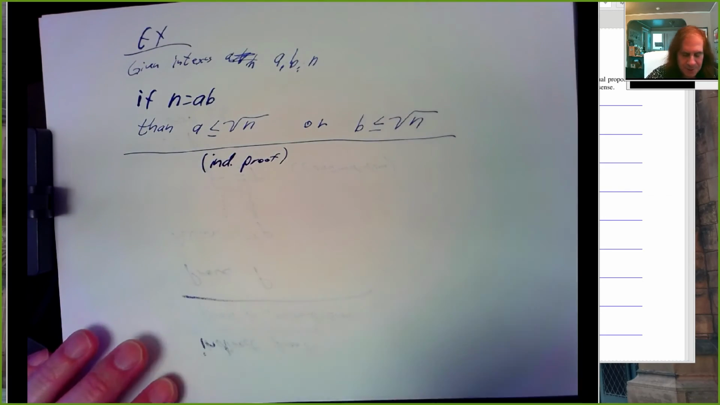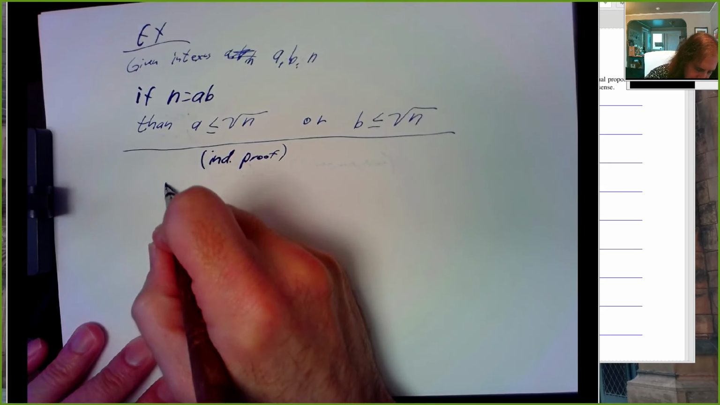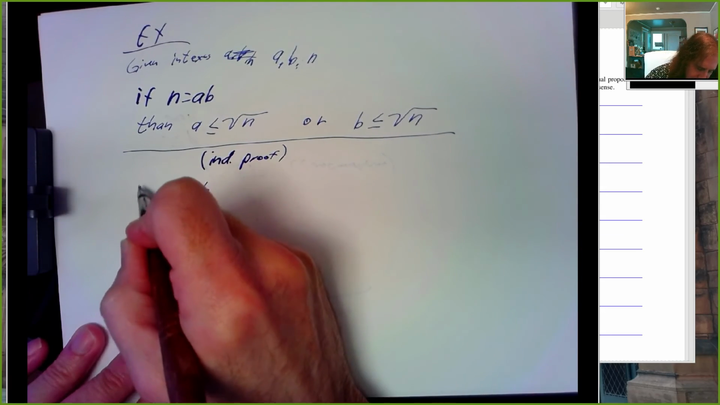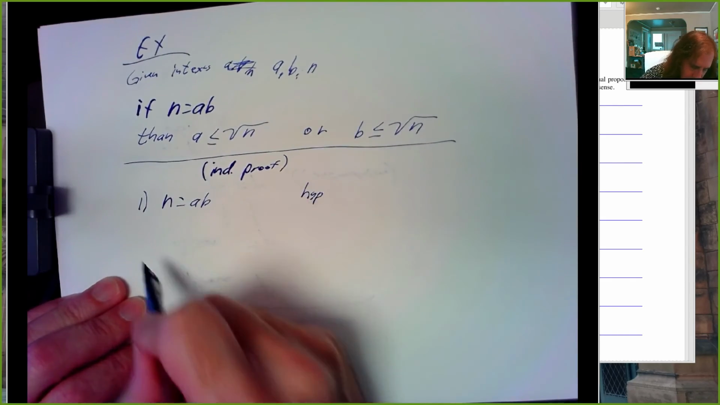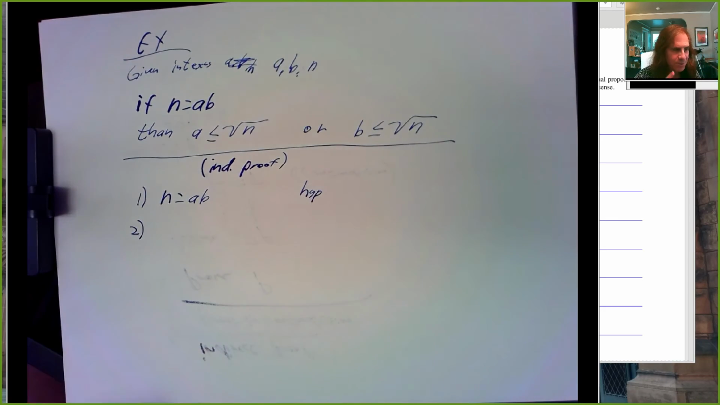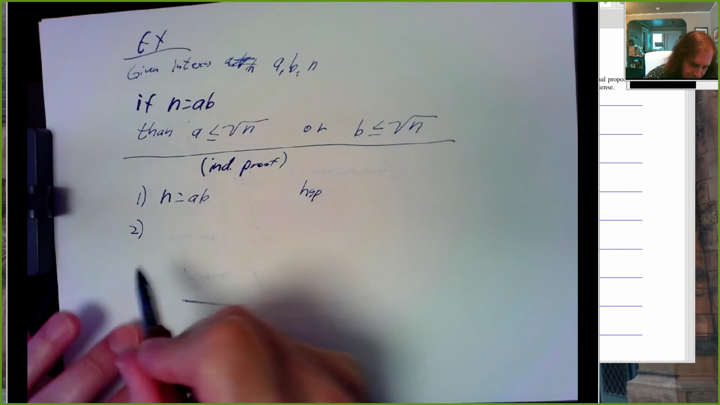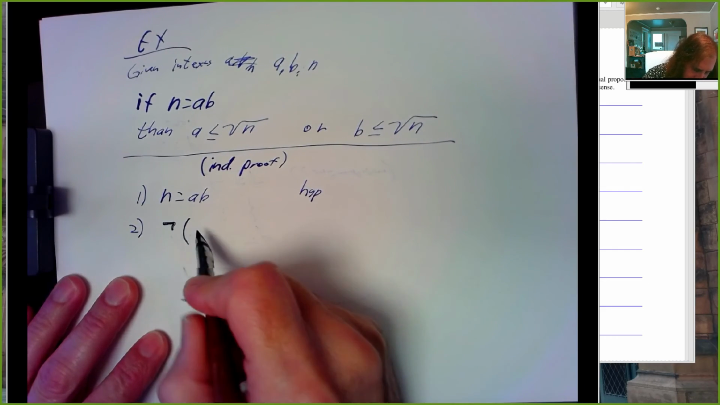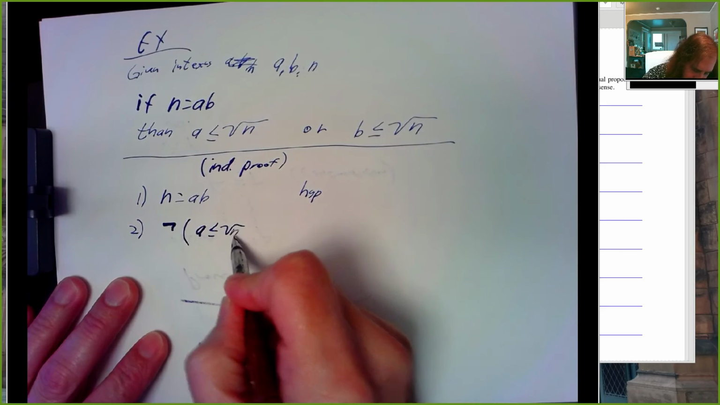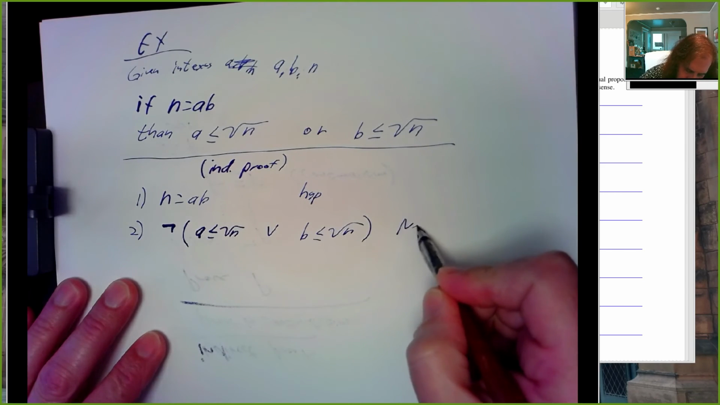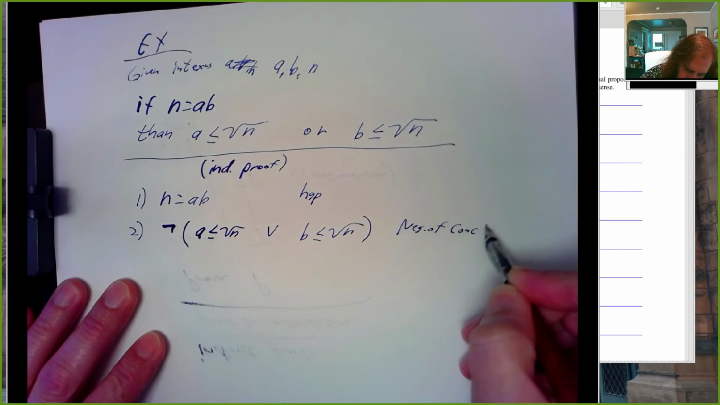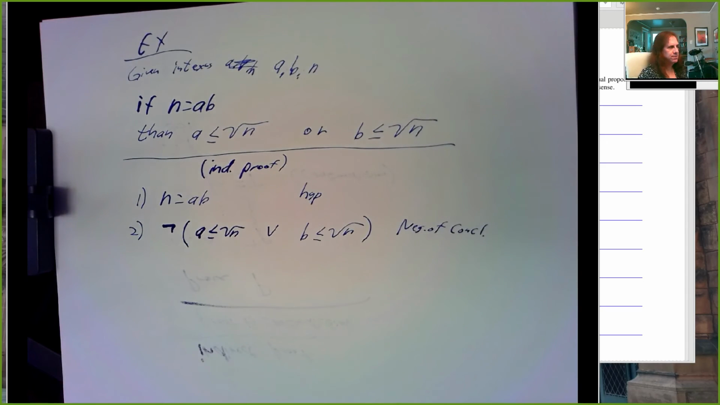Alright, so I'm just going to work over integers, so I'm not going to keep saying integers. So n equals a times b. That's a hypothesis. I'm going to negate the conclusion. Okay, I'm going to take the negation of a is less than or equal to square root n, or b is less than or equal to square root n. And I'm going to argue to an absurdity.